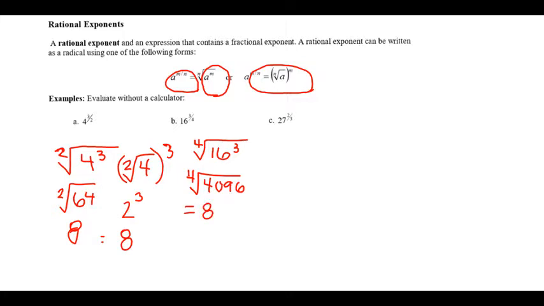Now, if I had written it the other way, and I did the 4th root of 16, and then I cubed it, the 4th root of 16 is 2, and 2 cubed gives me 8. So it's a little bit easier, I think, to do it that way. So for 27, I'm going to do it that way.